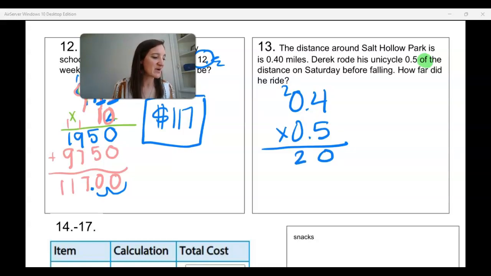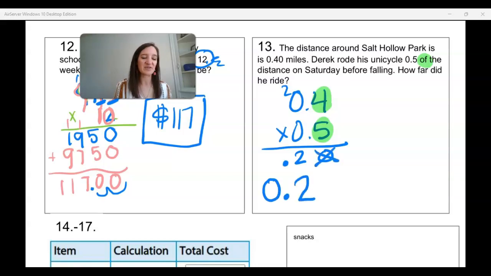Now, here's another example where we have numbers behind the decimal. There's two numbers behind the decimal, so we're going to have our answer be two numbers behind the decimal as well. And we can rewrite this as 2/10. We really don't need that 0 at the end, do we? 2/10 of a mile. So Derek went 2/10 of a mile on his unicycle before falling.